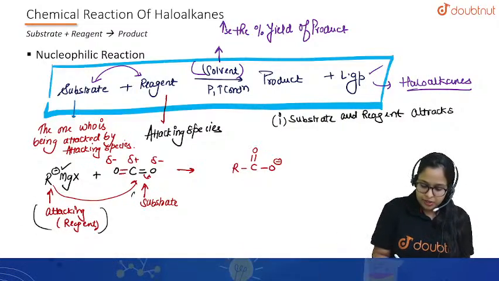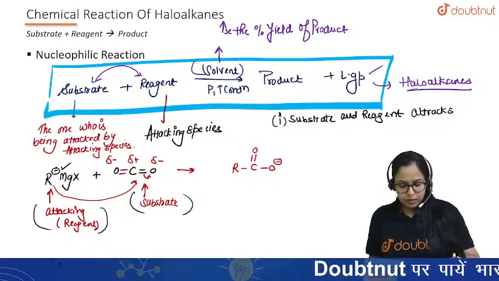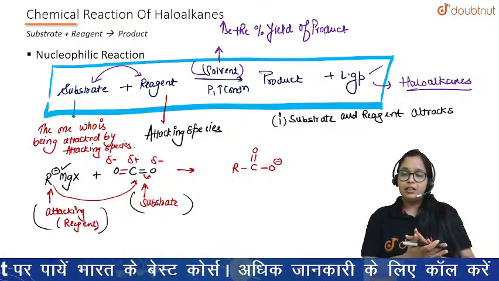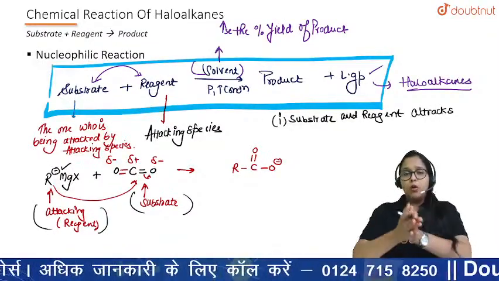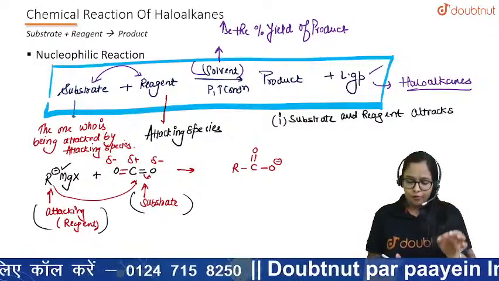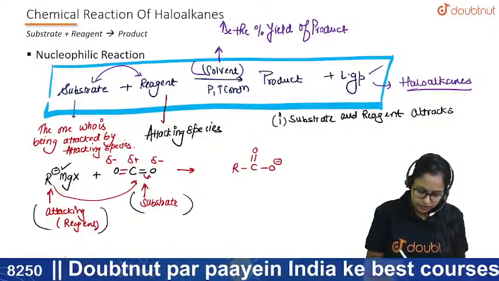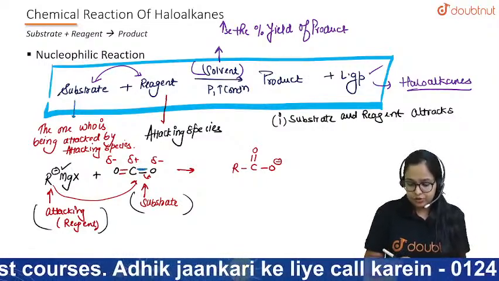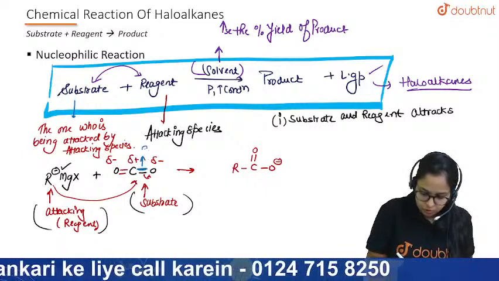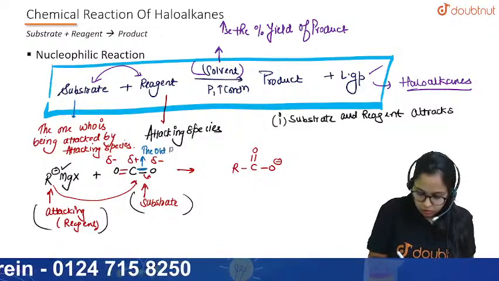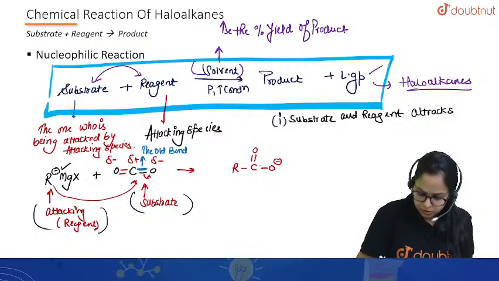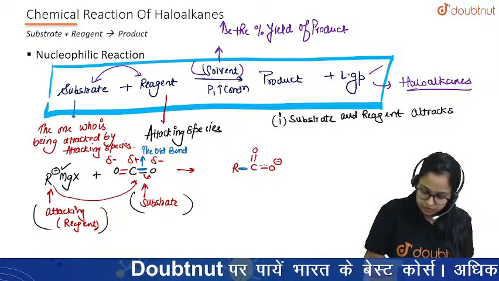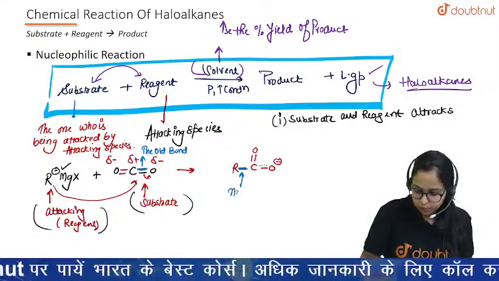This reagent is attracted to the substrate. The reagent will go towards the substrate. More collisions will happen between your substrate and reagent. The old bonds are broken and the new bonds are formed. In this case, the old bond is the pi bond between carbon and oxygen, which is broken, and a new bond between R and carbon is formed.